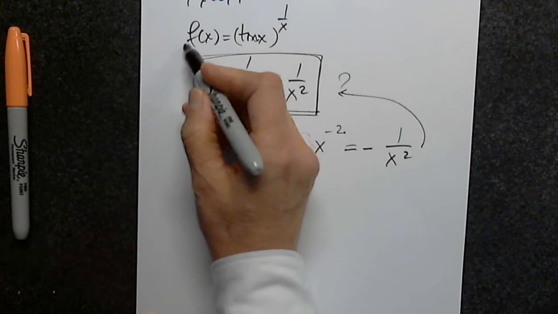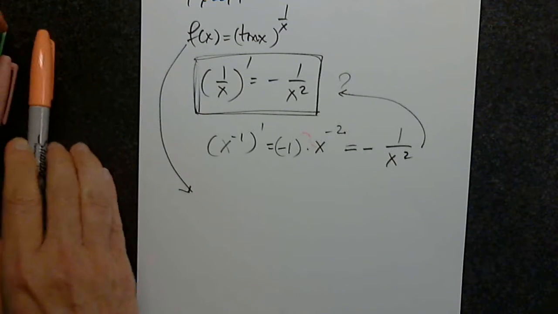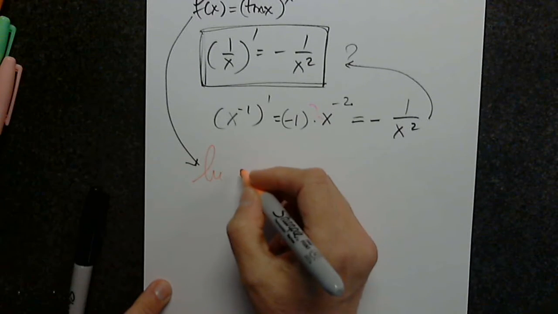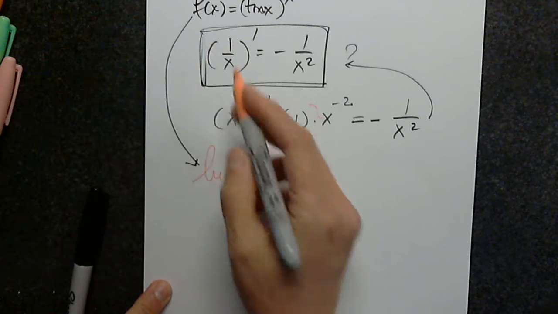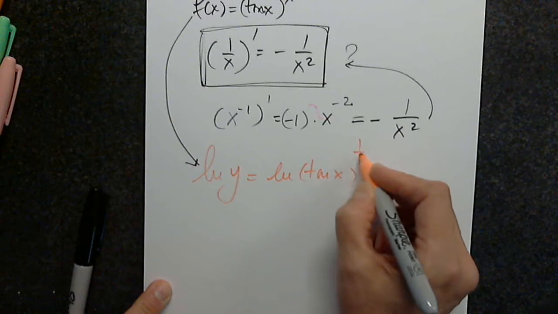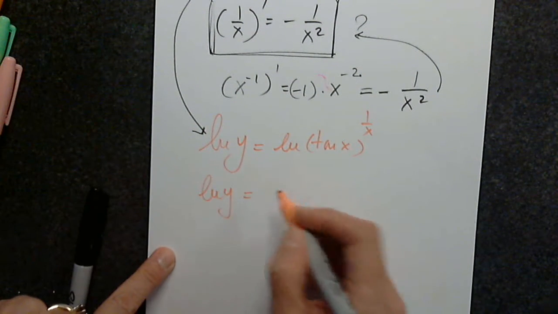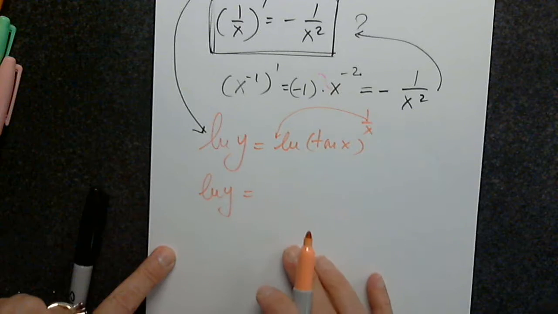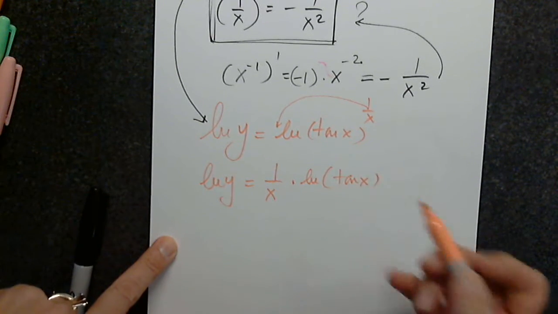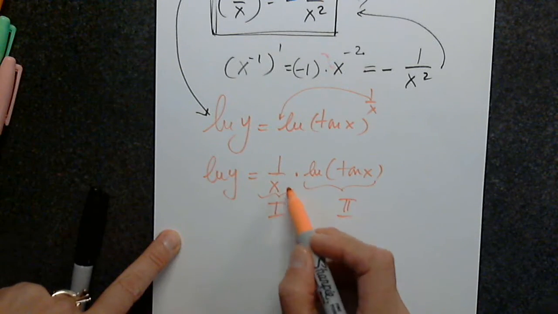Okay, so now we're back here. The only chance we have to differentiate that function is to apply natural log to both sides. So natural log to the left-hand side, I'm going to replace f of x by y. And natural log applied to the right-hand side, I keep natural log on the left, and then I bring 1 over x in front. So now I have a product of function 1 and function 2. This is function 2, and this is function 1.